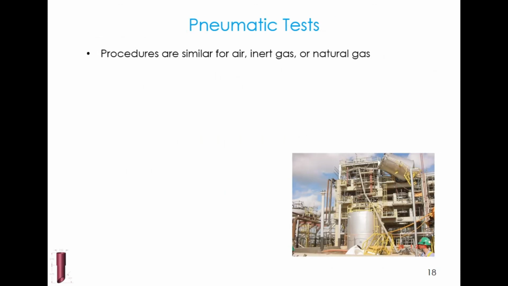Pneumatic tests are similar for air, inert gas, or natural gas. And let me talk about the 300-pound gorilla in the room first. This is a famous test in Shanghai, China. This vessel, here's the rest of it, wasn't part of the test. They were testing against a shut valve, which is a pretty sketchy undertaking in the first place. But that's what they chose to do.